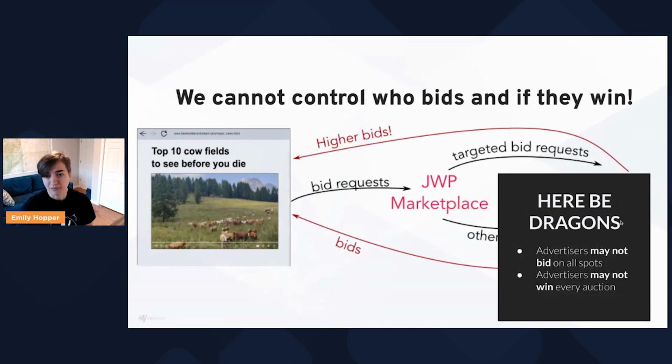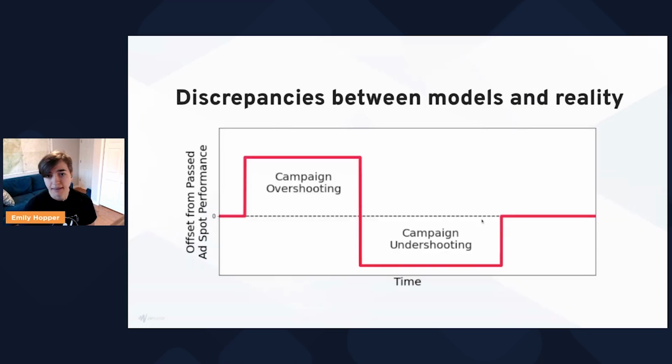And in fact, it can often be pretty different from what we suggest to the spots that we're passing to the advertising marketplace. And that's because the advertisers may not be bidding on all of the spots that we pass them, but they also may not be winning every auction that they're bidding on. And so this is kind of a big question mark that we also can't monitor very carefully because it's outside of our ecosystem. And what this leads to is discrepancies between the model output and reality.